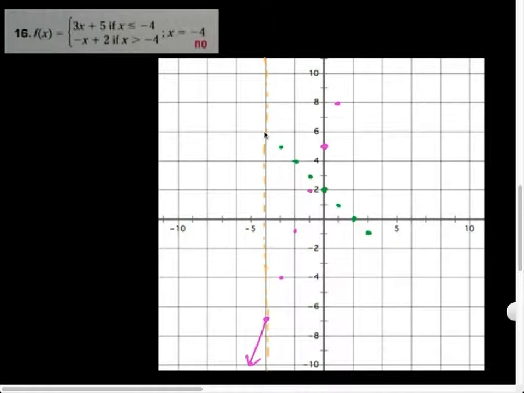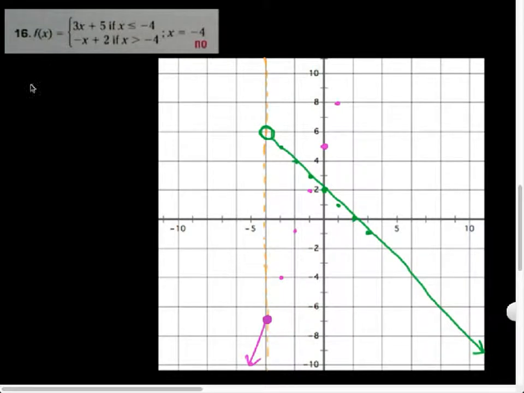Now, would it be an open circle or closed circle here? Open. It's an open circle because this did not include the equal part here. So if I draw this, terrible, something like so. This is what my piecewise function looks like. The point right here is at negative 4, negative 7, and then it jumps. You might remember this is called a jump discontinuity.